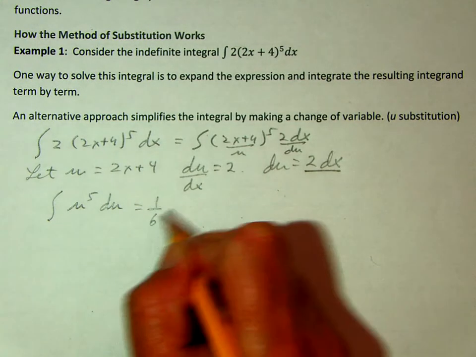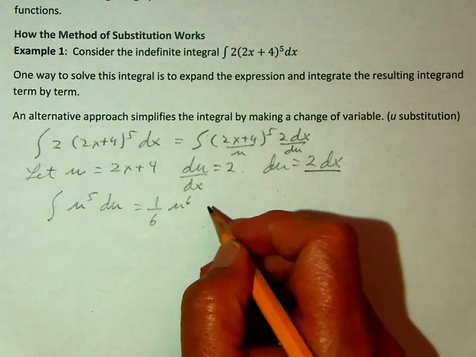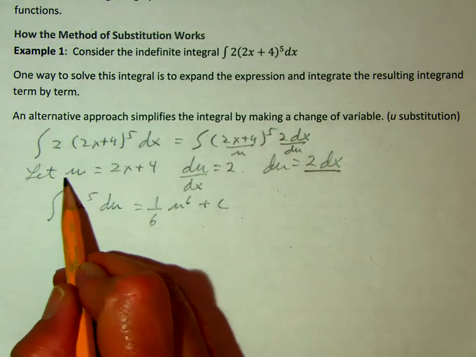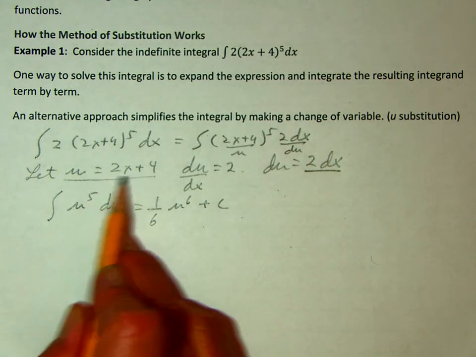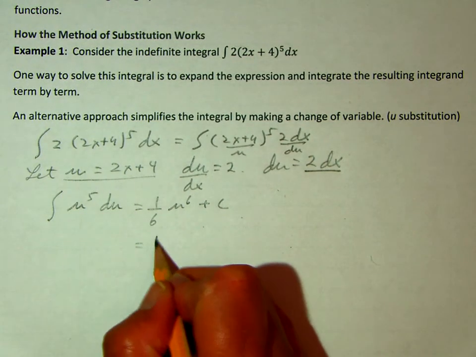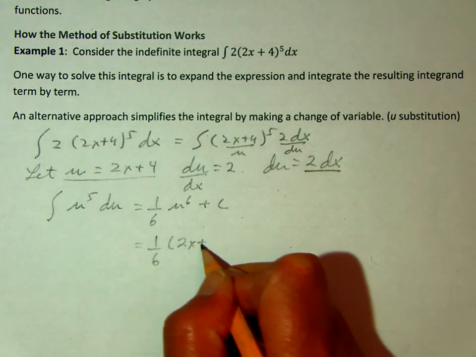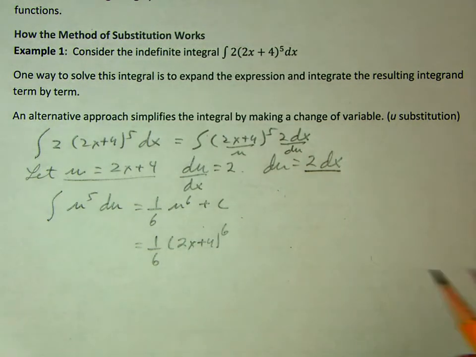So 1/6 u to the 6th plus c. And now I substitute back in for u. So 1/6 times 2x plus 4 to the 6th power plus c. And I'm done.